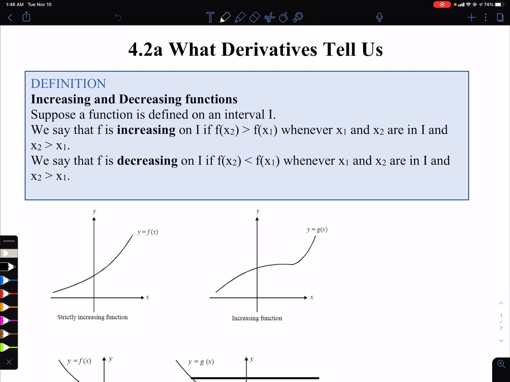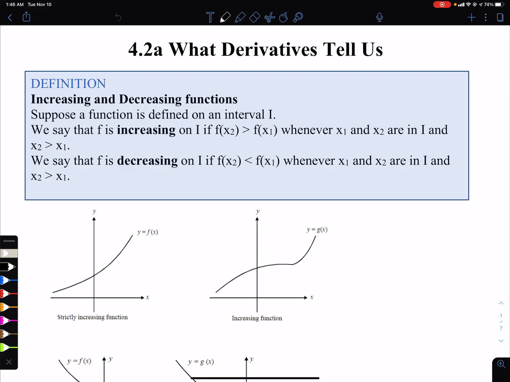This is chapter 4, section 2. We're going to do this in 2 separate lessons, so this is part A. What do derivatives tell us? To do this, we've got to understand some definitions here.